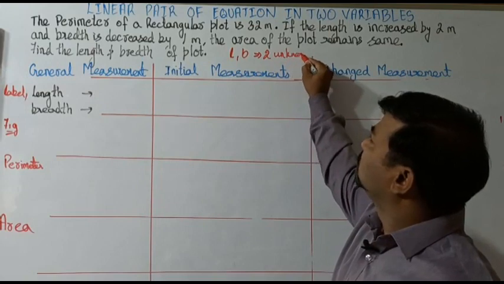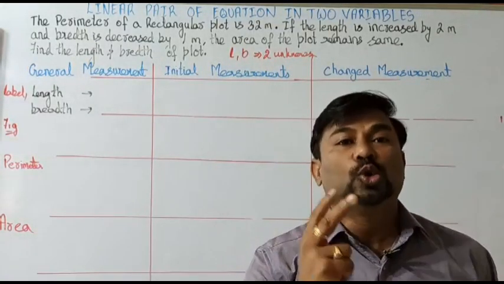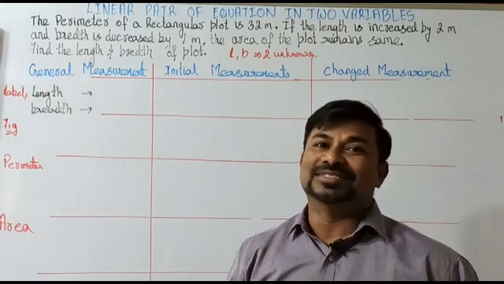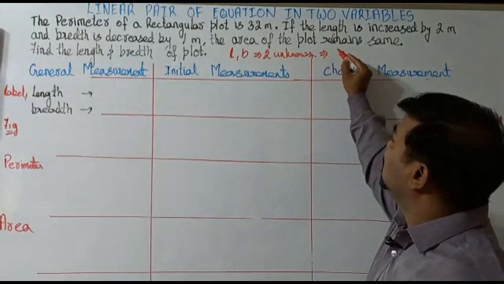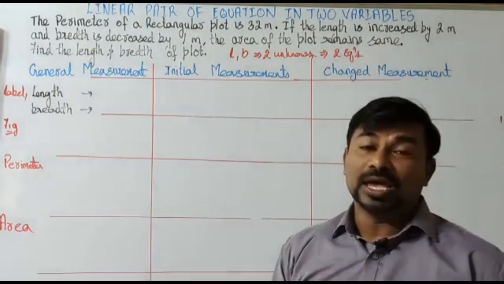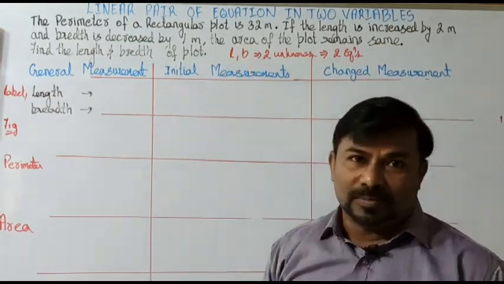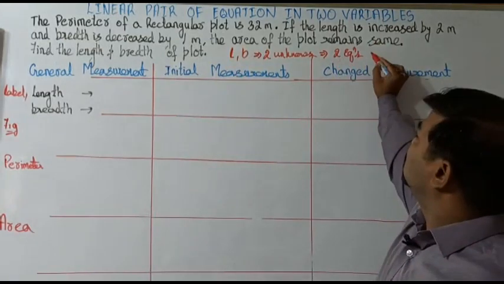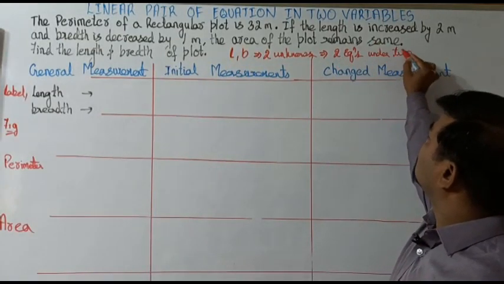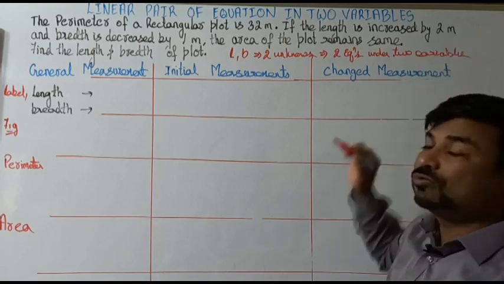So please remember, whenever we are supposed to find two unknowns, we need to have two equations. That's what we need. Those two equations should be in two variables. That's the concept, two equations in two variables. This is what we are supposed to remember.